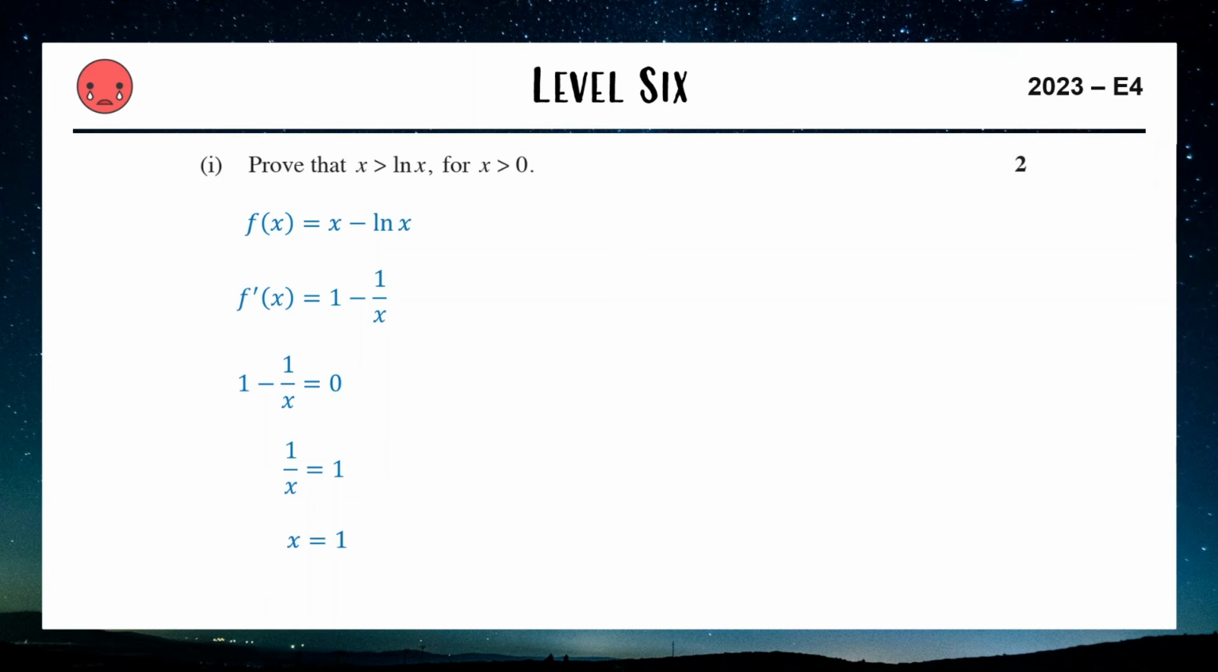To get the y coordinate of our turning point, we'll take that and put it back into the function and say 1 minus log of 1, which is 0. So we have 1 minus 0 is 1. So our turning point's location is (1, 1).